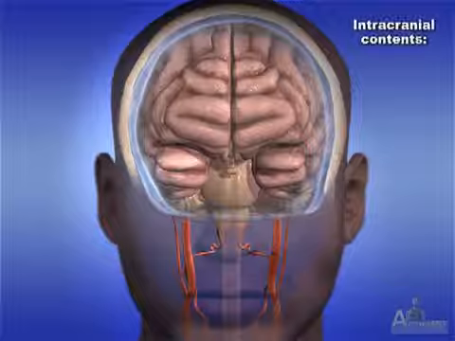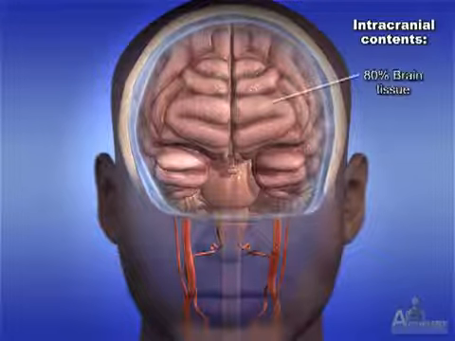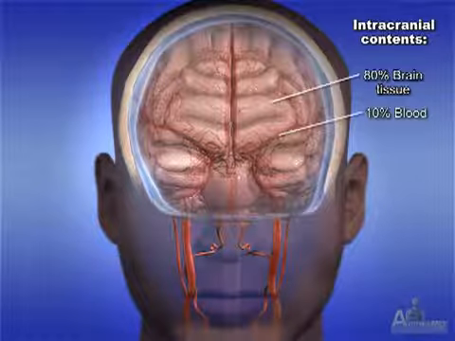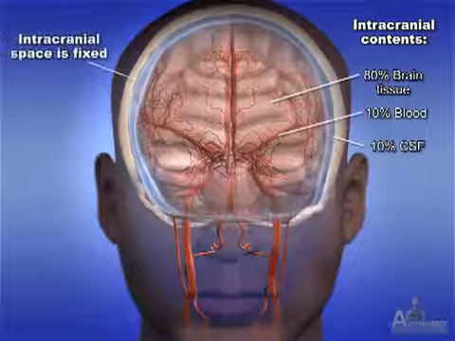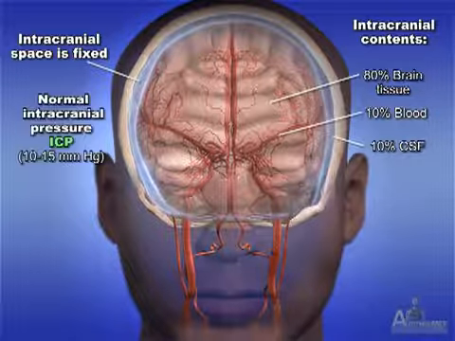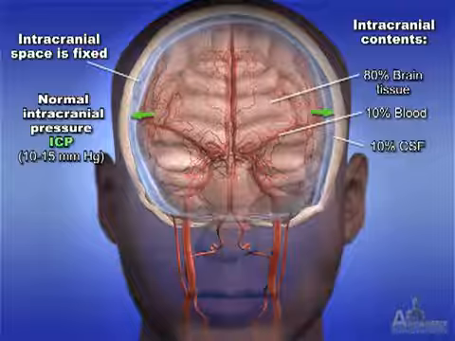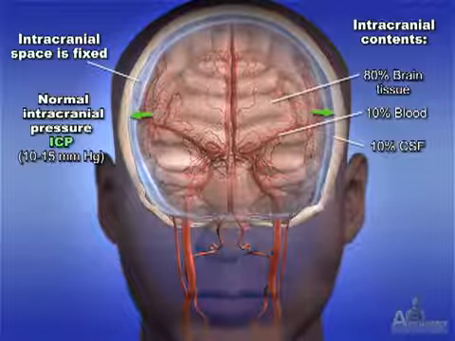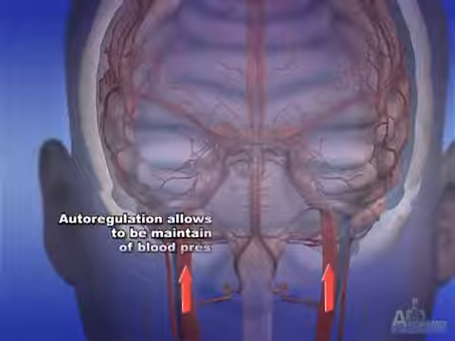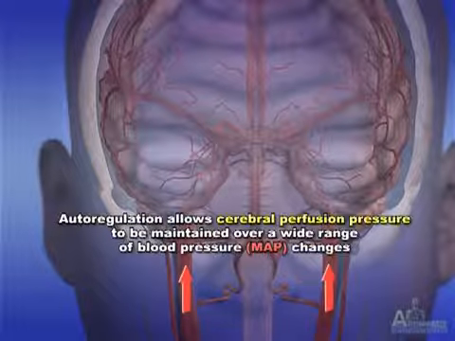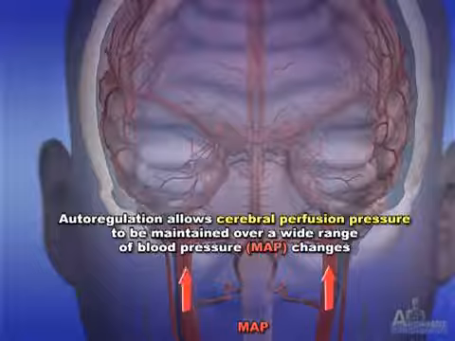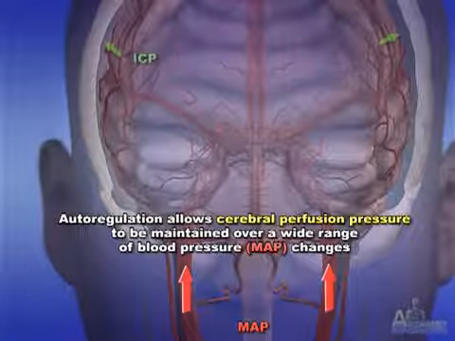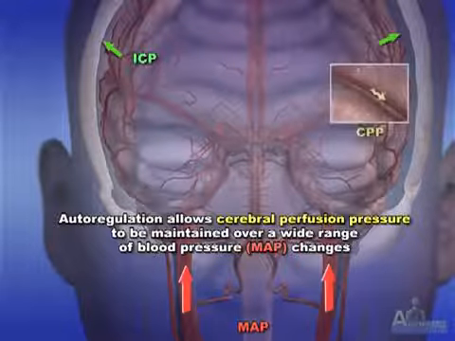The cranial cavity of the skull, which is fixed in size, contains 80% brain tissue, 10% blood, and 10% cerebrospinal fluid. The normal intracranial pressure is 10 to 15 millimeters mercury, which is evenly distributed to all of the contents of the skull cavity. Cerebral autoregulation allows cerebral perfusion pressure to be maintained over a wide range of blood pressure or mean arterial pressure changes.